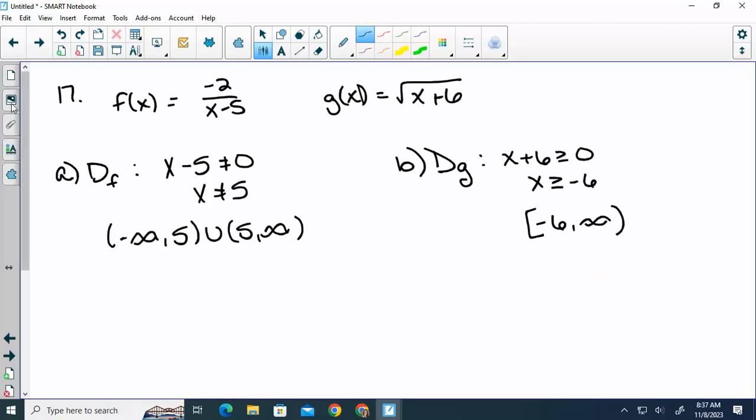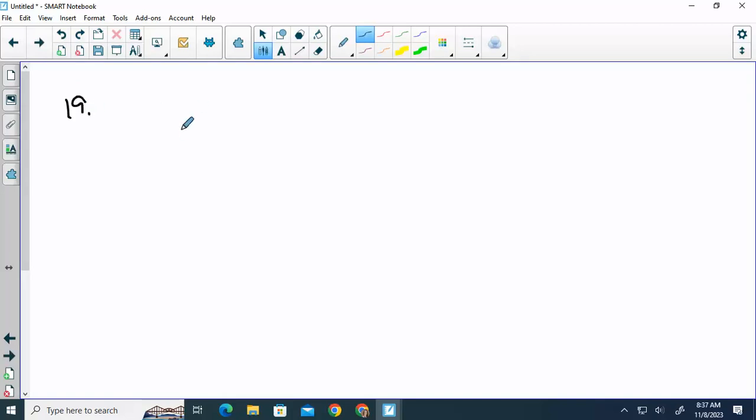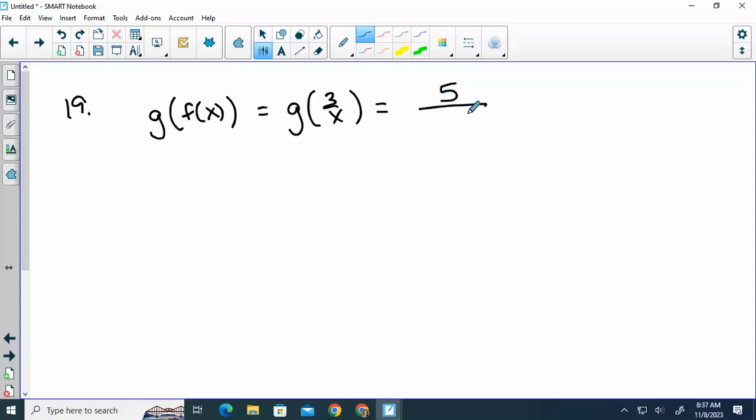You guys didn't ask about 19, but I'm going over it anyway. I want G composed with F and its domain. So you start on the inside. F is 3 over x. If you put that into G, that's 5 over 3 over x minus 1. On the quiz, we had a few mistakes with this. What do you have to do right now?